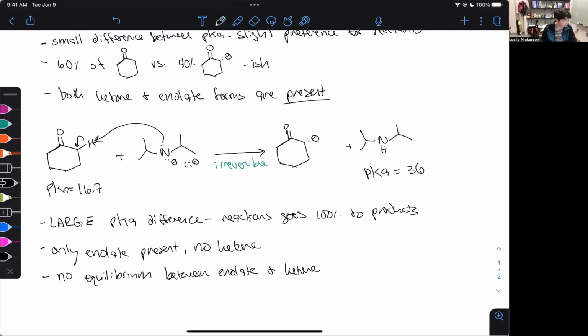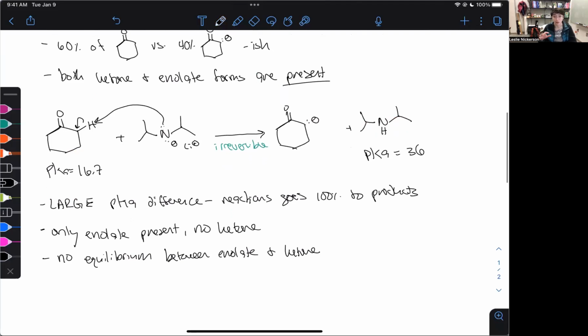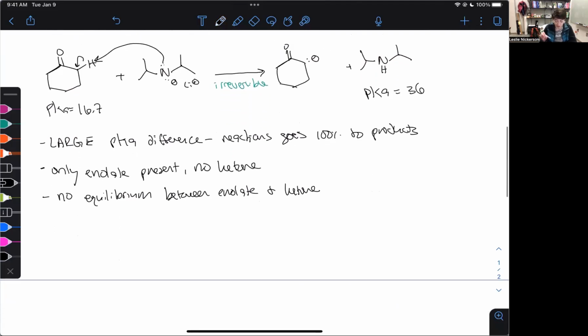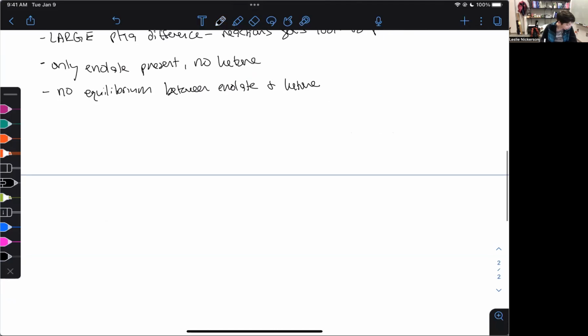Okay, so let's look at another way that we can get that big pKa difference, but without using something as aggressive as LDA. Let's just label this as LDA. All right, so let's take a look at a different type of carbonyl environment. Let's look at this guy. In this case, we actually have 2 alpha positions: one in between the two carbonyls, and one to the left of the carbonyl.